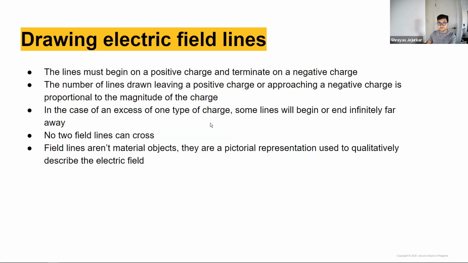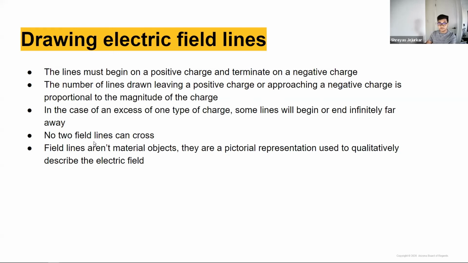And in the case of an excess of one type of charge, some lines will begin or end infinitely far away. Now, this is just saying that if there is more than one charge, the lines can technically go an infinite distance. Obviously, this won't affect you while drawing or reading, because you're not going to draw infinite lines. You're just going to draw a couple inches worth of lines. So just make sure that it's clear that the lines haven't ended at the end point. You have to ensure that you're depicting that they're not ending there.